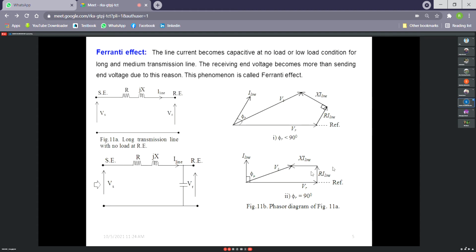So for that reason, this scenario will come. In both the cases, we shall see that the receiving end voltage is more than the sending end voltage. So that we shall observe here. And remedy is not required here, but you know we can overcome this situation only by the shunt reactive compensation.